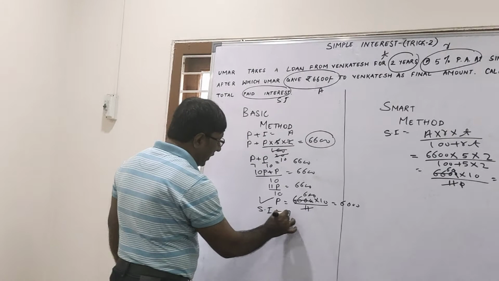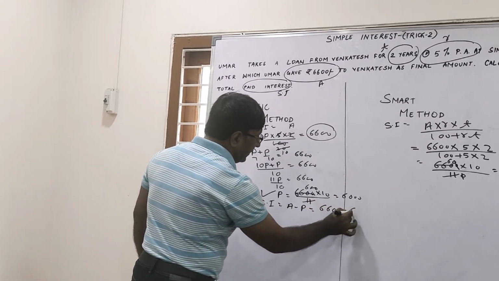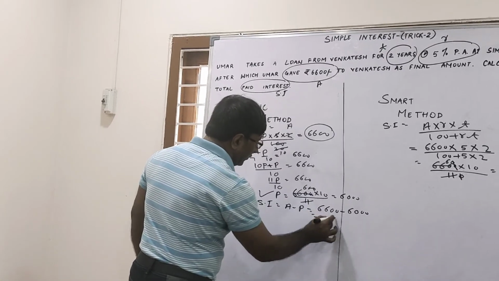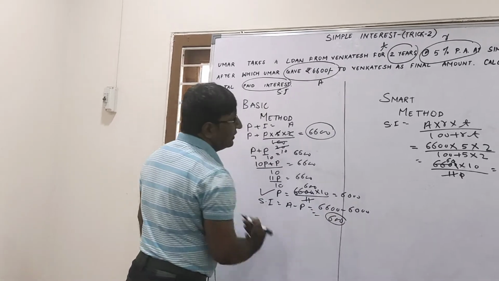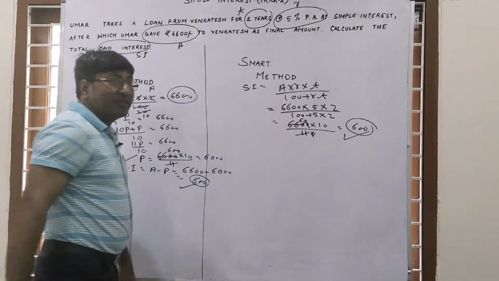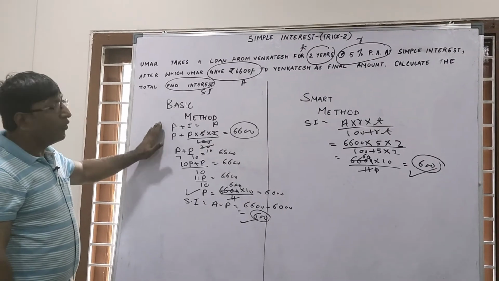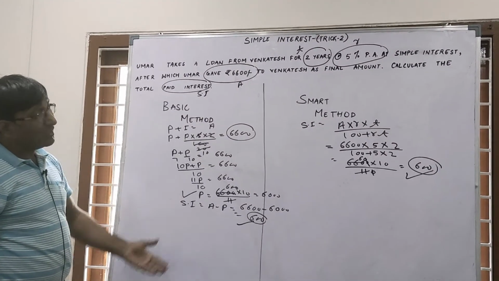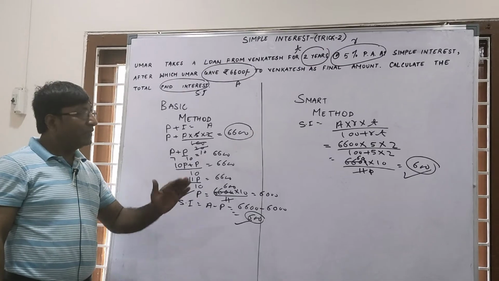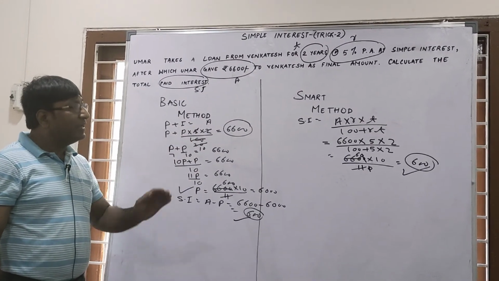Simple interest is amount minus P. Amount is 6,600 minus 6,000, so your answer is 600. So this answer is 600 and the answer here is also 600. But you see, in this basic method we take a lot of time. But for the smart method, using the formula ART upon 100 plus RT, your answer will be correct.